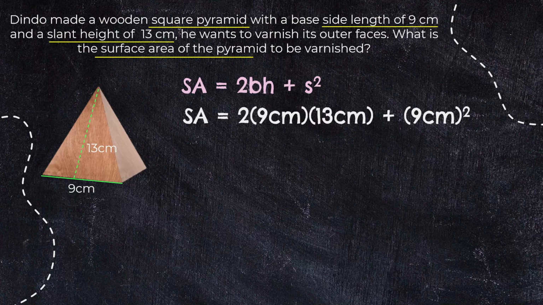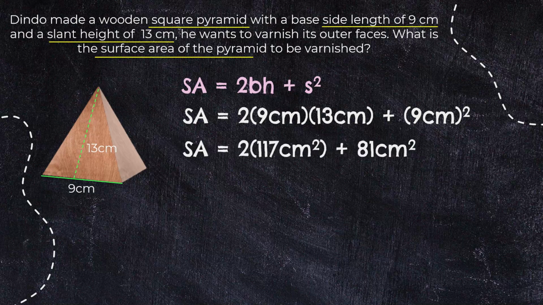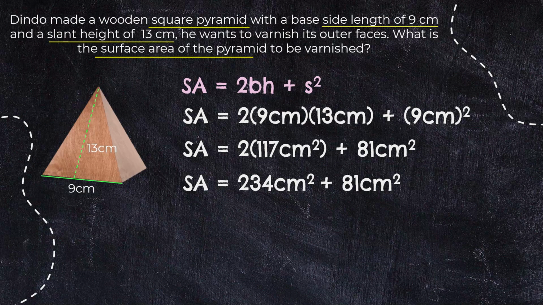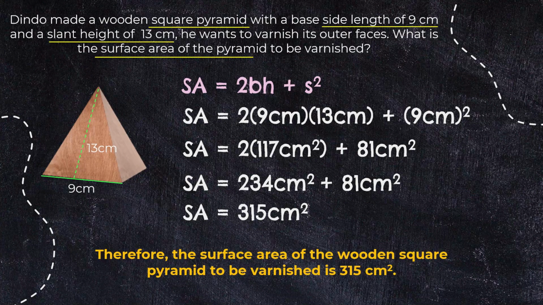Let us now substitute the given values in the formula. We have 2 times 9 times 13 plus 9 squared centimeters. So we have 9 times 13, 117 square centimeters, plus the square of 9 centimeters, which is 81 square centimeters. So 2 times 117, we have 234 square centimeters plus 81 square centimeters is 315 square centimeters. Therefore, the surface area of the wooden square pyramid to be varnished is 315 square centimeters.